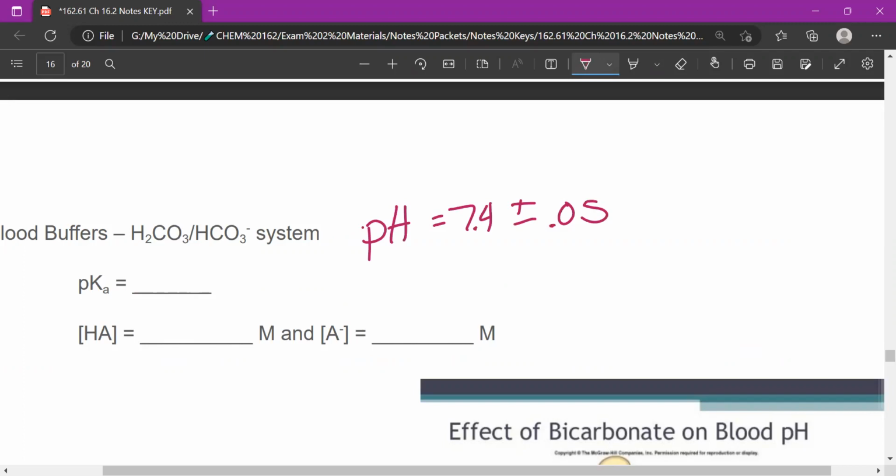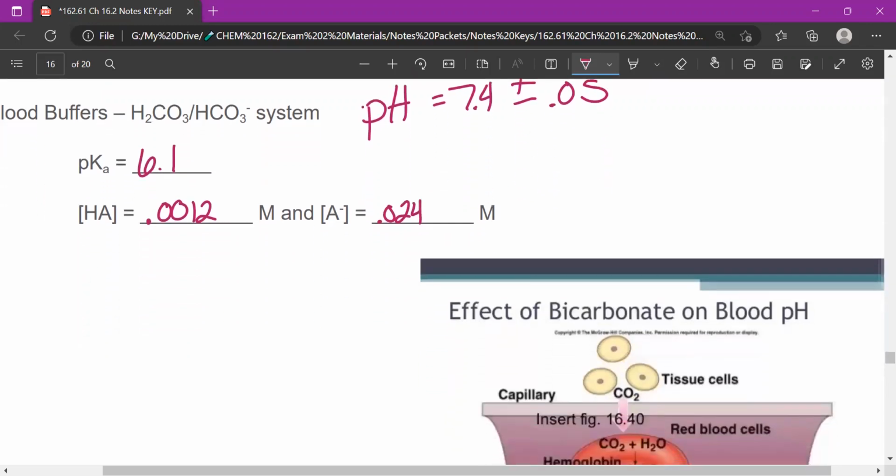Okay. Now the pKa of H2CO3 is actually 6.1. So remember I told you that it's best when pH equals pKa when you have the same amounts. Well, in our blood, we actually have to have different amounts of those in order to keep it at 7.4. So we have a little bit more base to make it 7.4. So we have about 0.0012 molar of that weak acid and about 0.024 molar, about double, of its conjugate base. And that is what keeps our blood at the correct pH.